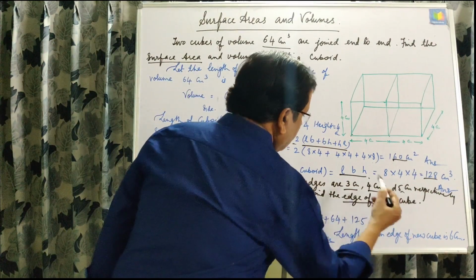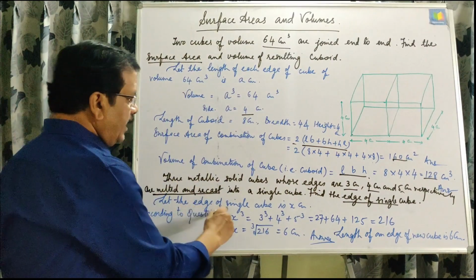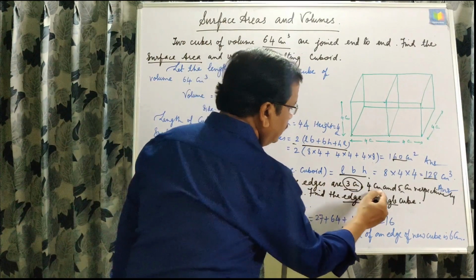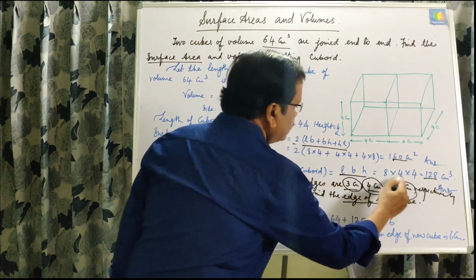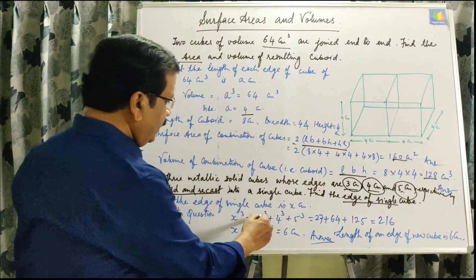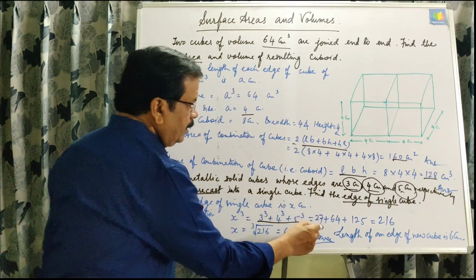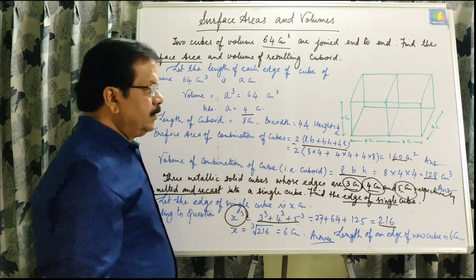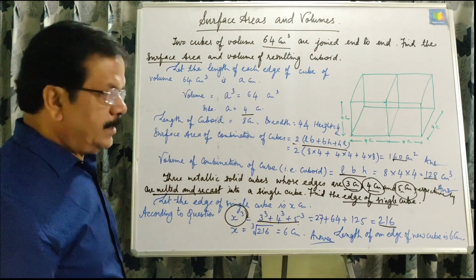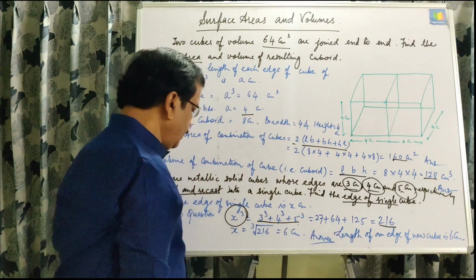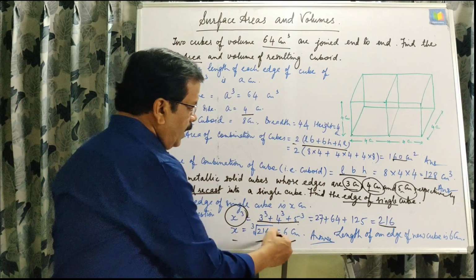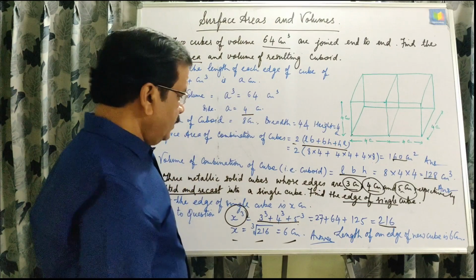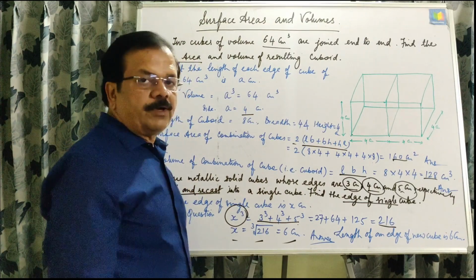And edge of single cube. Now let the edge of the single cube formed after melting and recast of these 3 cubes, that is volume of these 3 cubes will be melted. After adding these 3 volumes we are getting 216, and let the side of the bigger cube be x, then x cube is equal to 216, and then taking cube root we are getting side of the bigger cube or single cube will be 6 centimeter. Okay. Now next question.